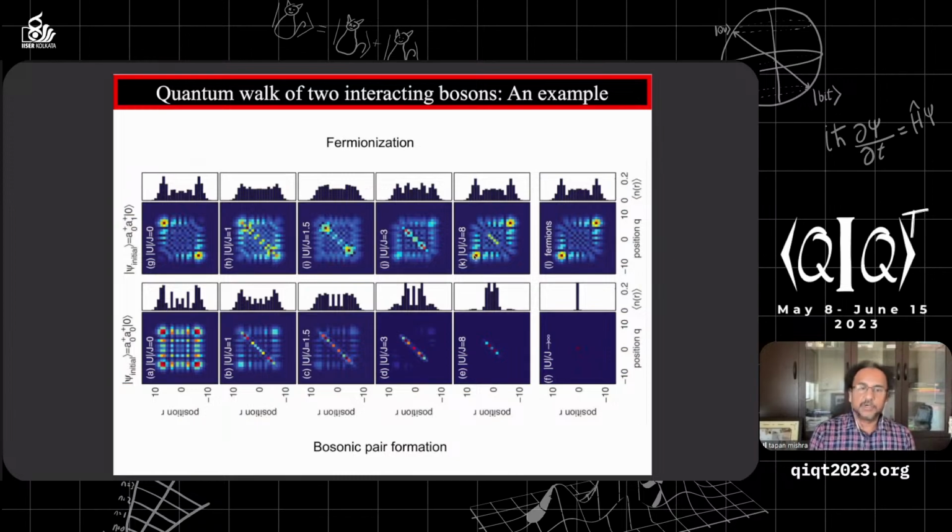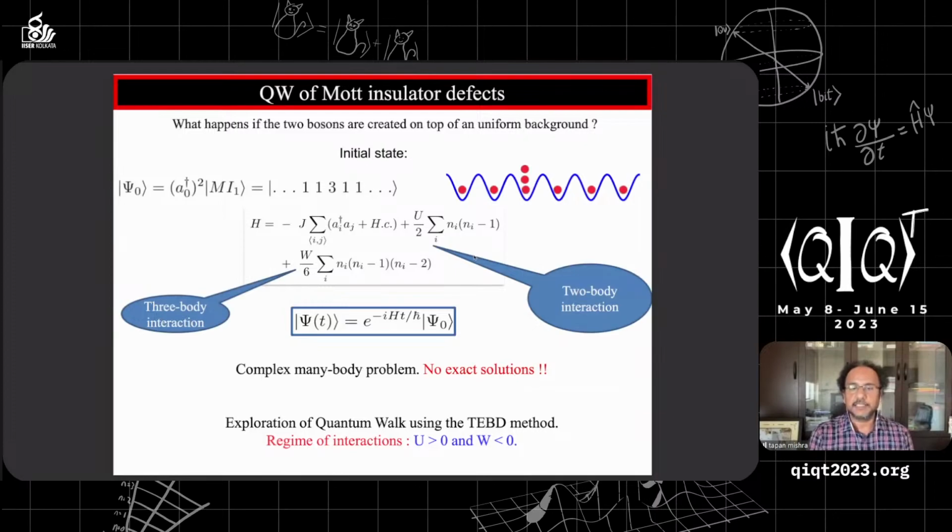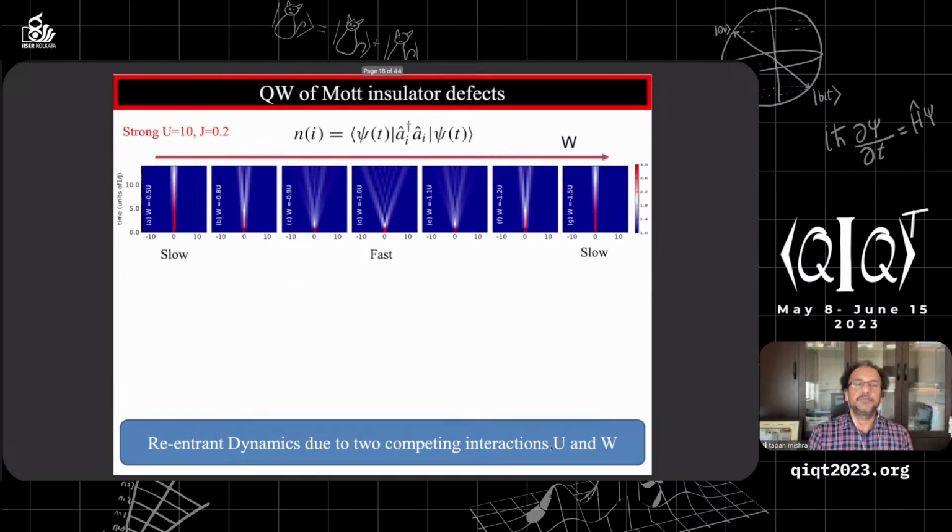Another possibility, which I showed in the last version of this QIQT conference in 2022, is a state where two bosons are created on top of a uniform background of bosons. Then this Hamiltonian becomes the Bose-Hubbard model with another term called a three-body interaction, because in some situations we have three particles sitting on top of each other. So these are complex many-body problems. There is no exact solution, so exploration of this quantum walk can be done using numerical methods such as the time-evolving block decimation method or matrix product states. In the regime with repulsive on-site interaction and attractive three-body interaction, we see interesting features where W equals 0.5 of U, which is very small.